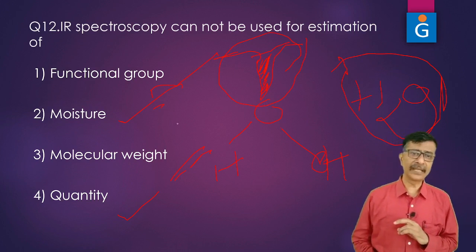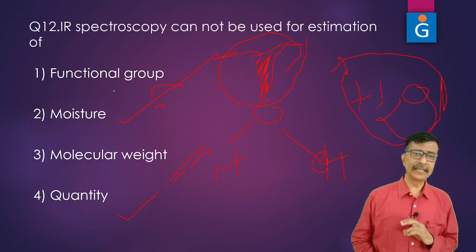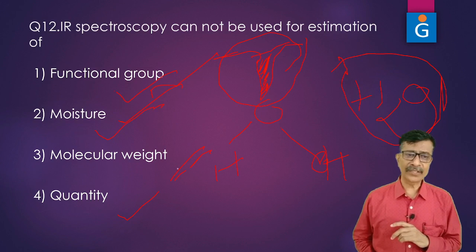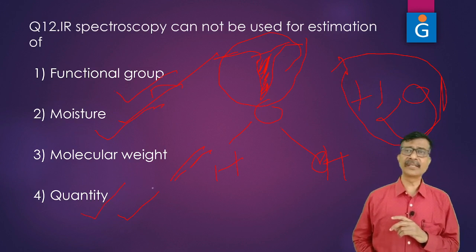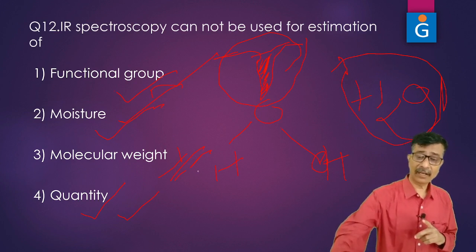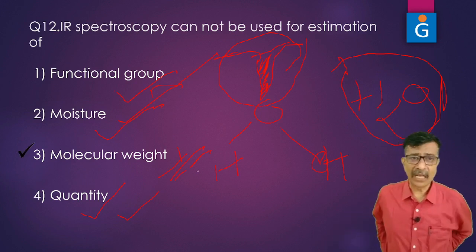So IR spectroscopy can be used for functional group analysis or functional group identification. It can be used for estimation of moisture. It can be used for quantitative estimation, but it cannot be used for estimation of molecular weight. So the answer is molecular weight.